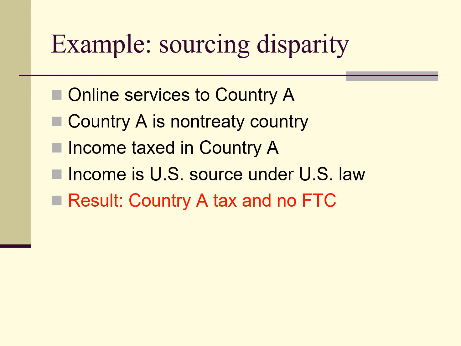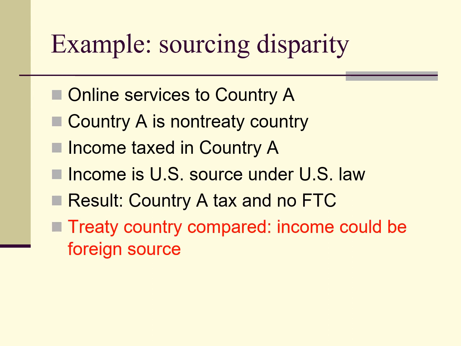In this case, there is no foreign source income despite the fact that the income is taxed by country A. Because there's no foreign source income, there is no U.S. tax credit, and the income is taxed in both the United States and country A.